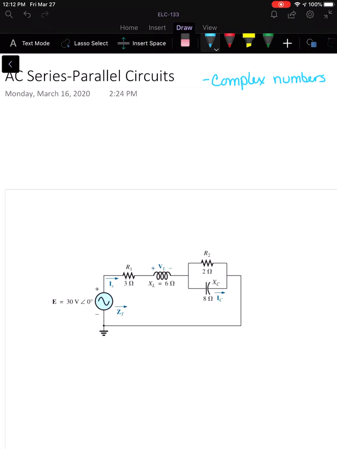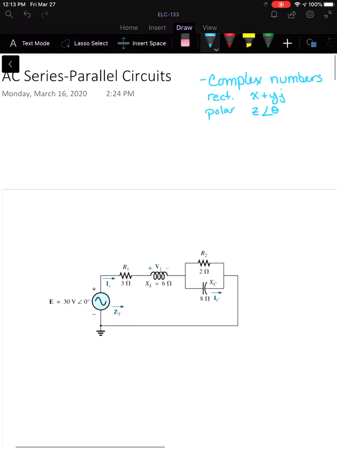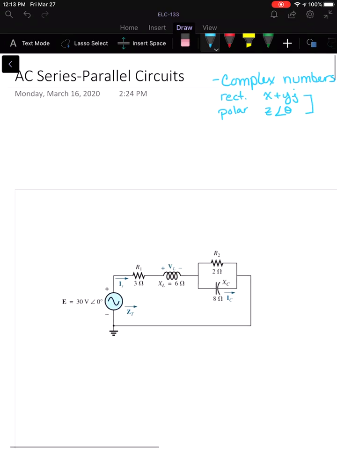So make sure you understand how to work with complex numbers in rectangular format. Remember, that is the x plus yj form of a complex number, and of course polar form as well, where we have a magnitude and a phase angle. Make sure you understand these two formats, how to convert between them, and how to add, subtract, multiply and divide with complex numbers.